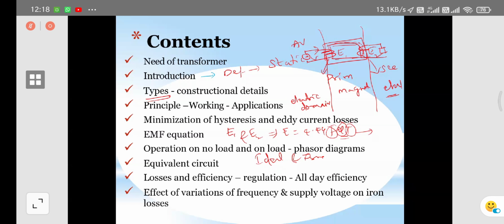Next, losses and efficiency. So we have different types of losses like major losses and minor losses. Coming to major losses, they are iron and copper losses. And minor losses are what about here? Dielectric losses and stray losses. So these are the minor losses here.